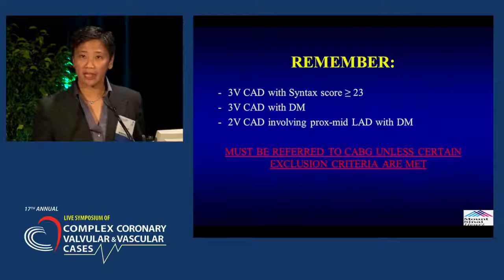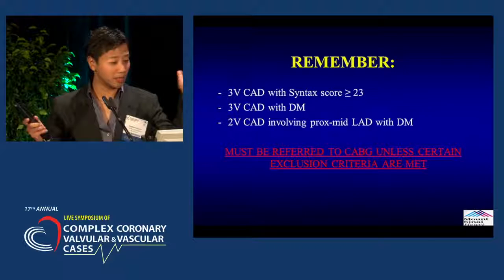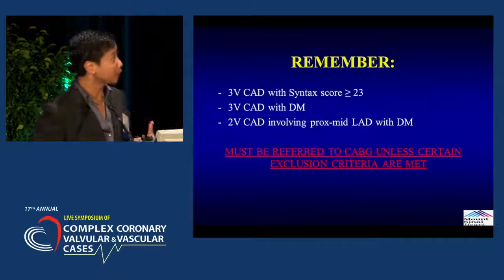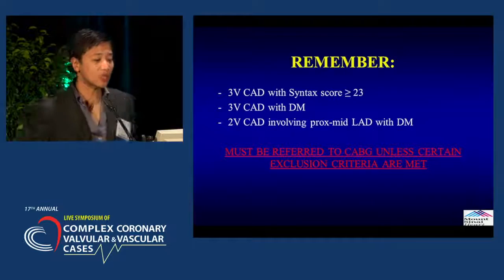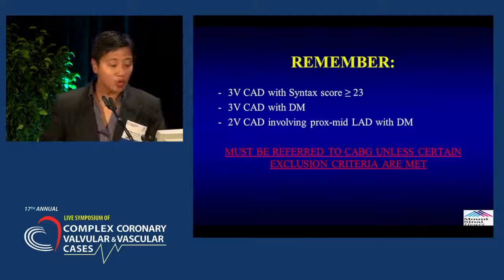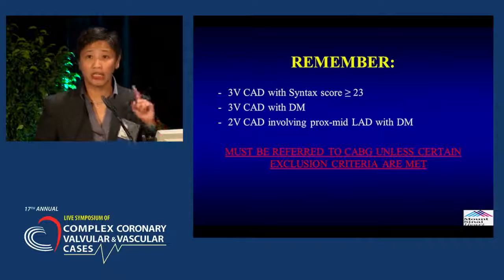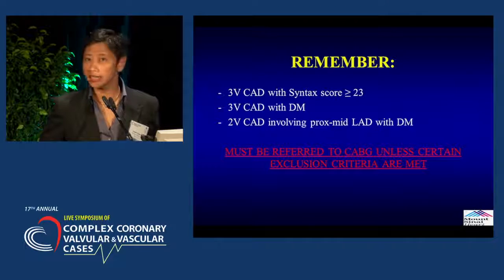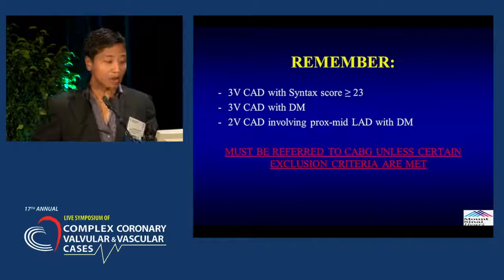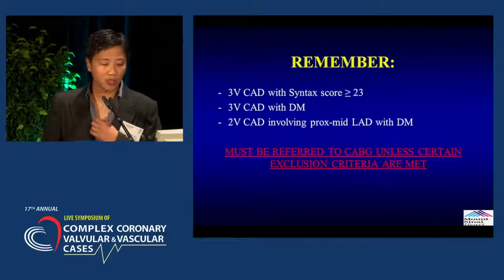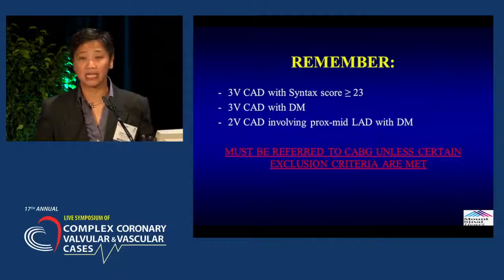So the rule in our cath lab, I don't know if it's across the board in different cath labs, but for us, 3-vessel CAD with a SYNTAX score of more than 23, you have to send for bypass, no questions asked. Or 3-vessel CAD with diabetes, whatever the score is, they have to go for bypass. And now 2-vessel CAD involving the proximal LAD with diabetes, bypass.